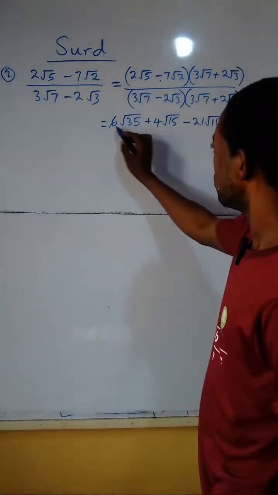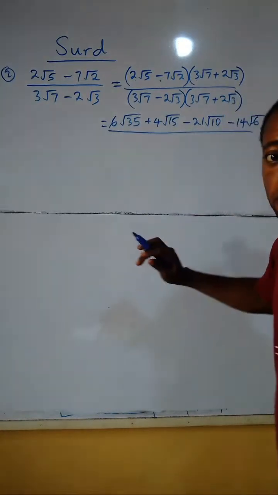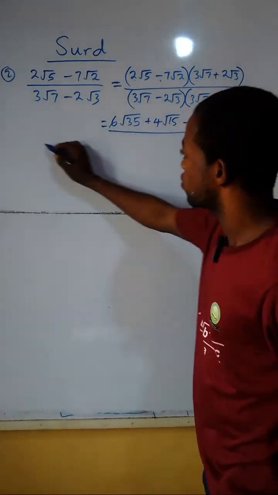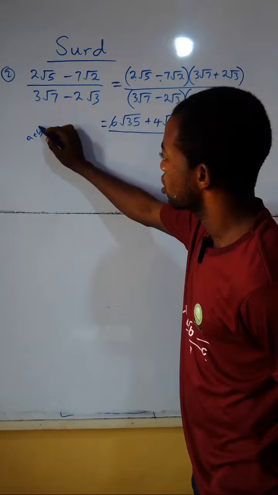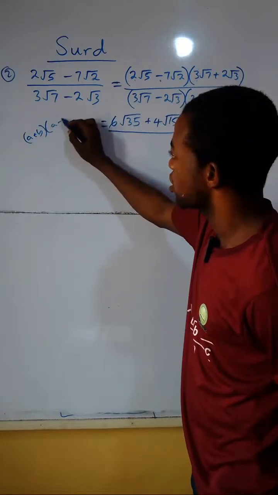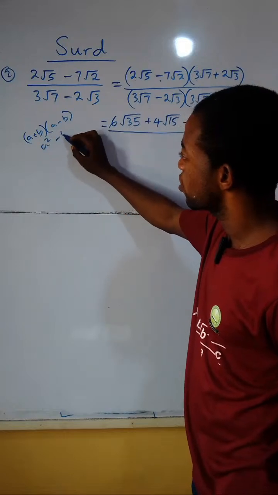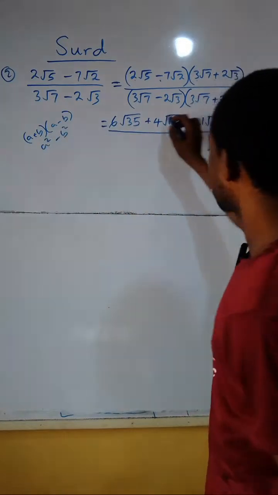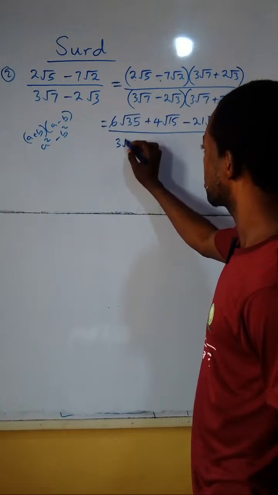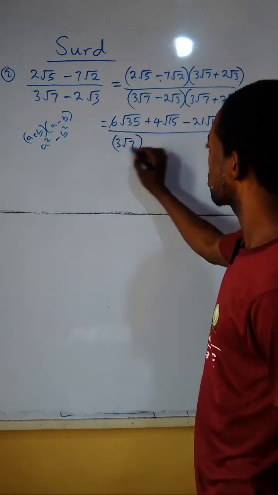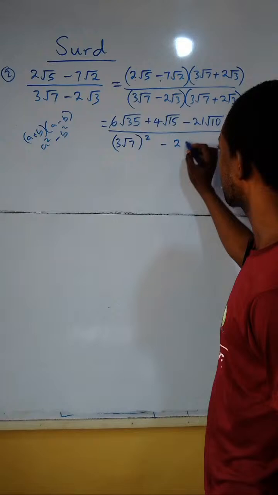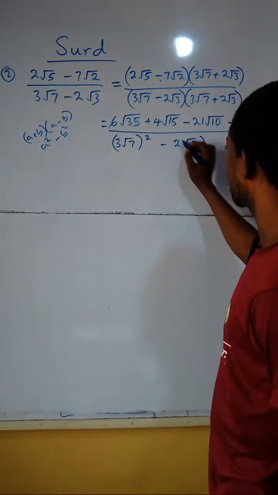Then divided by, now here this expansion follows when we have a plus b into bracket, open bracket, a minus b, that's perfect square, which we can put as a squared minus b squared. That is, here we have 3 root 7 squared minus 2 root 3 squared.